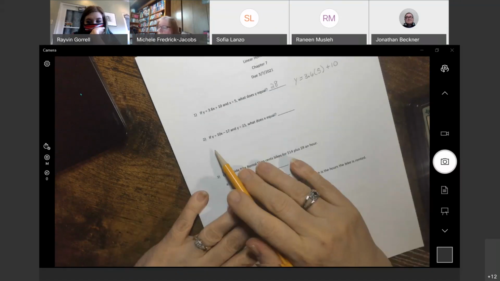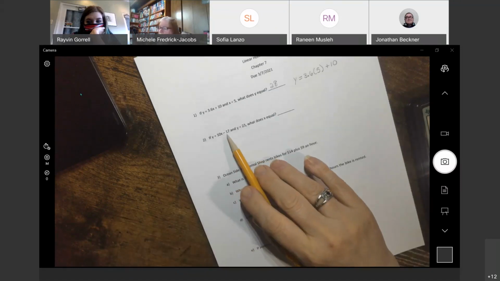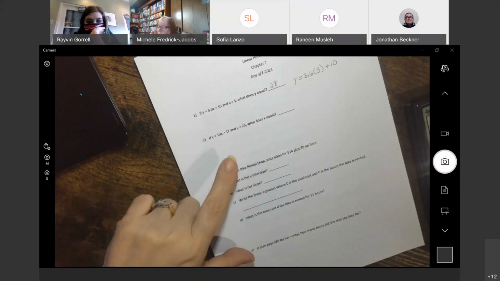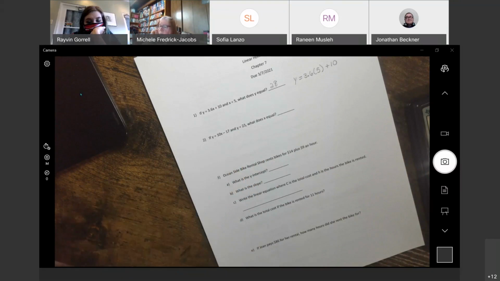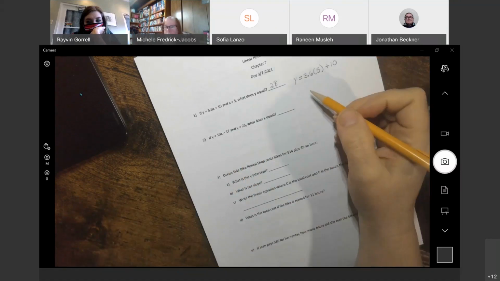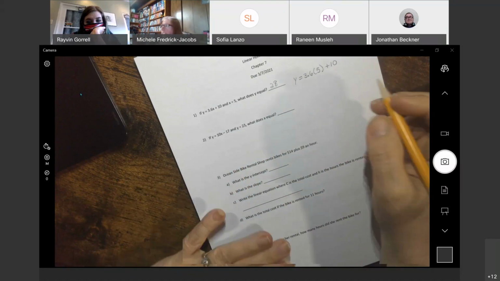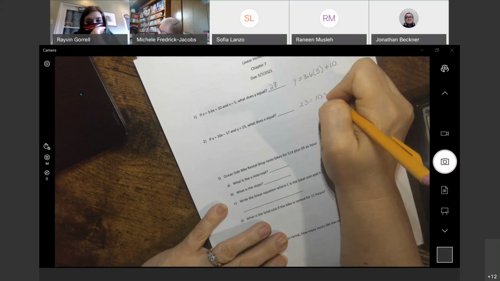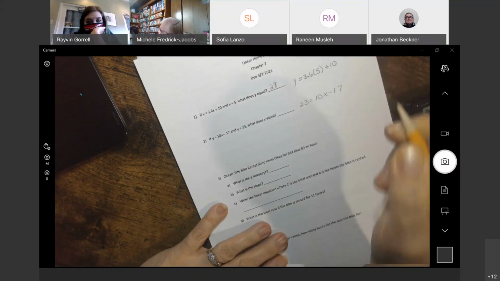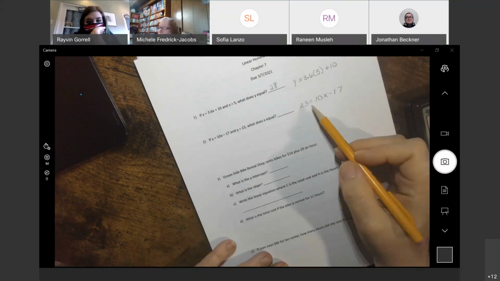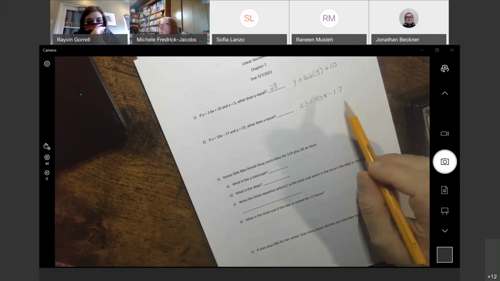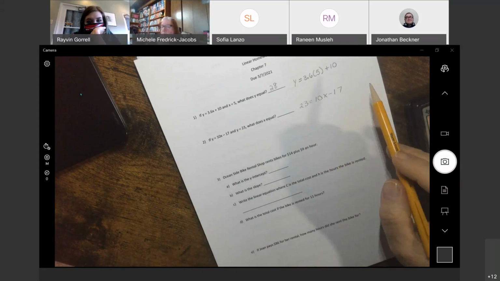The second one, y equals 10x minus 17, and y equals 23. How do we find out what x is? So what's our first step here? We plug 23 into y. Yep. Since y is 23, we plug it in, and then we need to solve for x. Any questions on plugging it in?